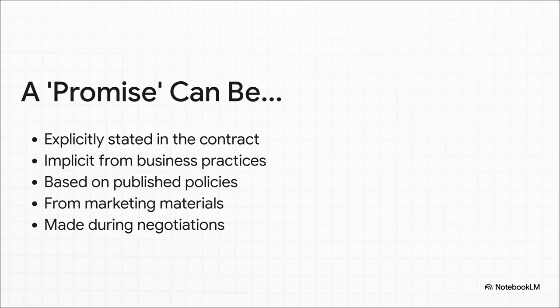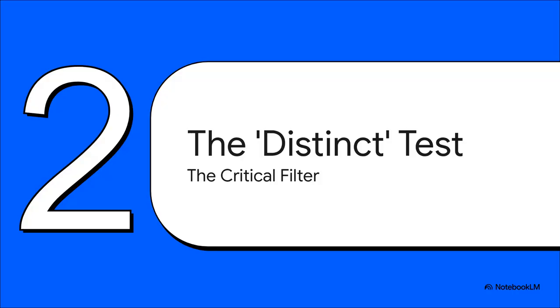And here's a really important thing to remember. A promise isn't just what's buried deep in the legal text. Nope. IFRS 15 forces us to look at the bigger picture. Did your marketing materials create a certain expectation? What about your public policies? Or even just your normal way of doing business? The bottom line is, if the customer reasonably expects it, it counts as a promise. So, a contract could be absolutely full of promises, both written and unwritten, but we don't account for every single one separately. Before a promise gets its own accounting treatment, it has to pass this critical filter.